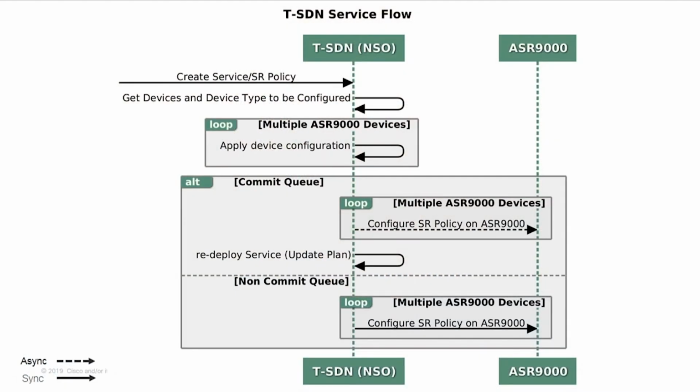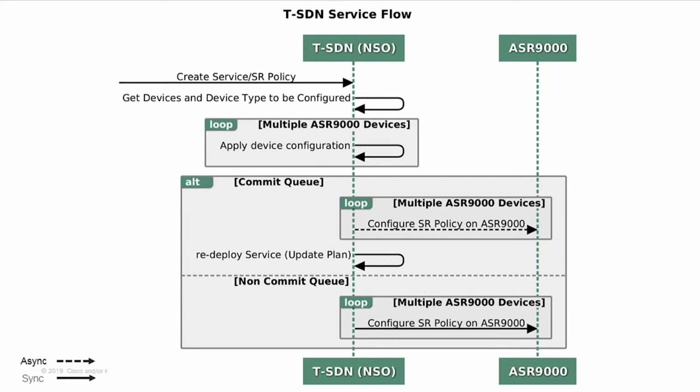Okay, like how we saw for NFVO, let's jump to the T-SDN service flow. You can imagine northbound integrating into NSO, pushing a create service or SR policy with a list of devices. The T-SDN service would read this information, understand what devices need to be configured, what nets to be used, and then kickstart applying the device configuration on all the desired devices.